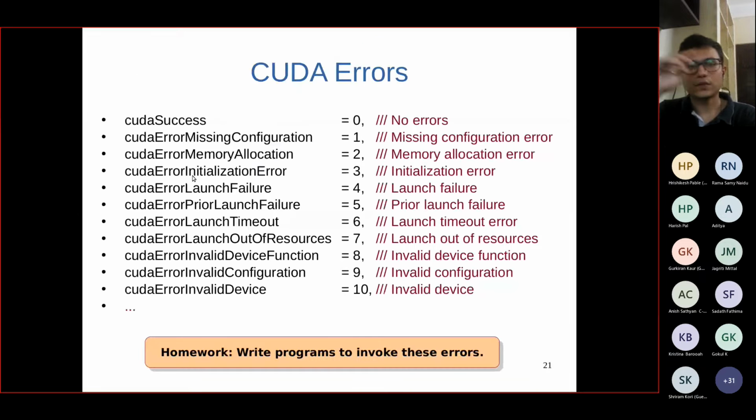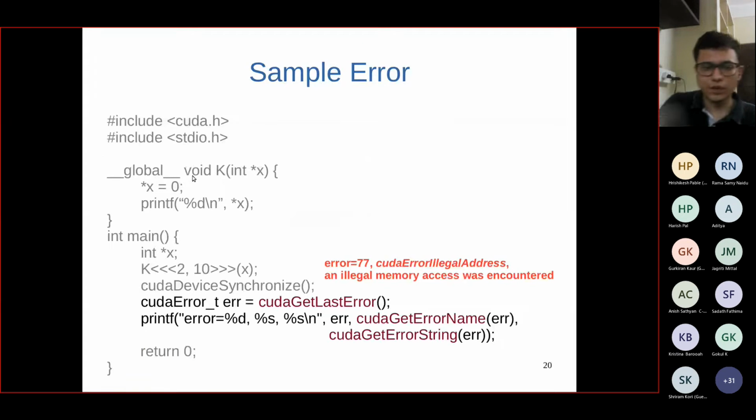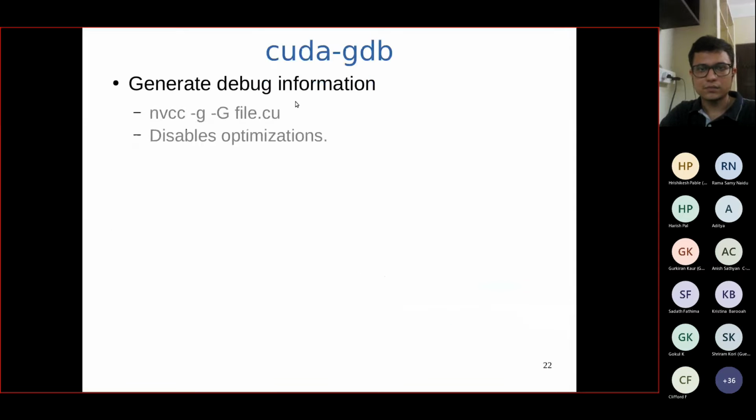Okay, so this was one of the ways to check what error is being reported by the kernel. But a better way to debug a CUDA program is to use cuda-gdb, and it is very similar to the GDB that we have for debugging C programs.